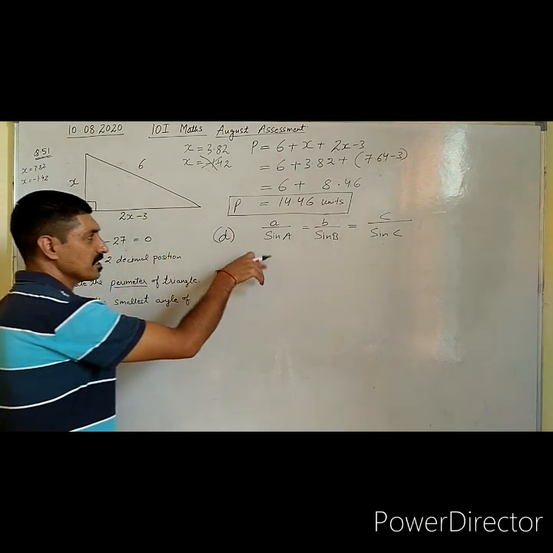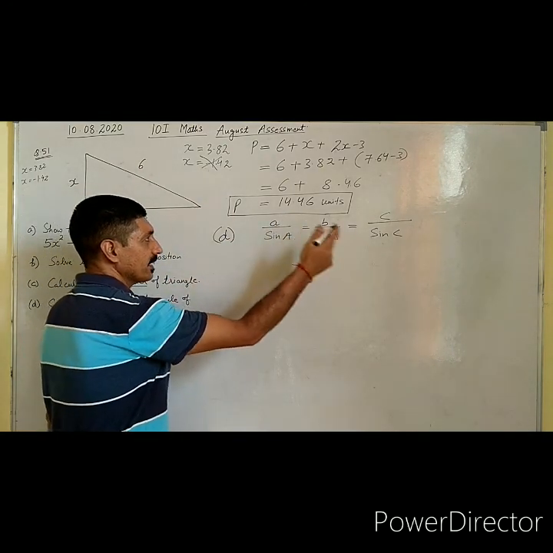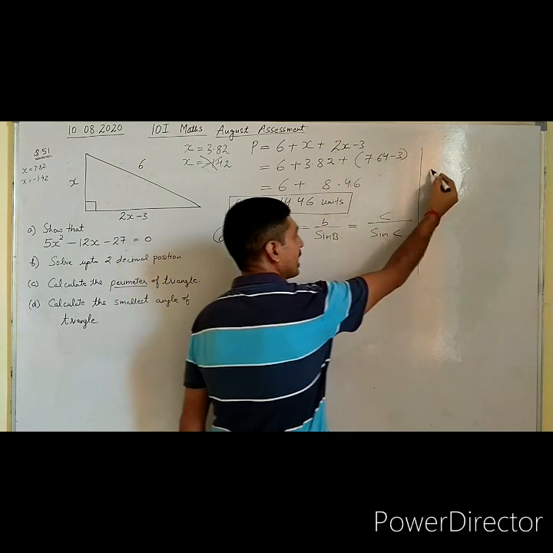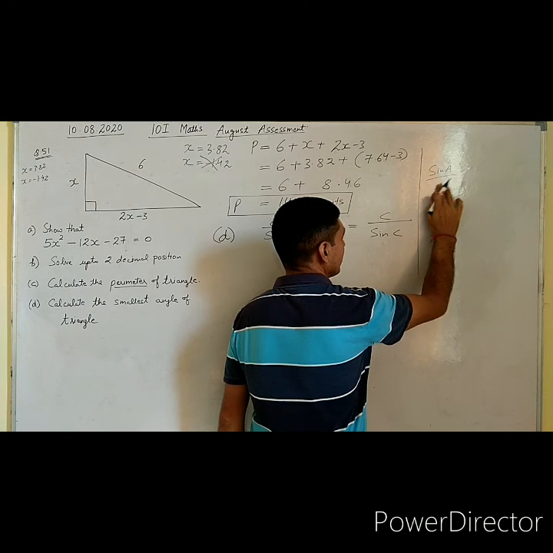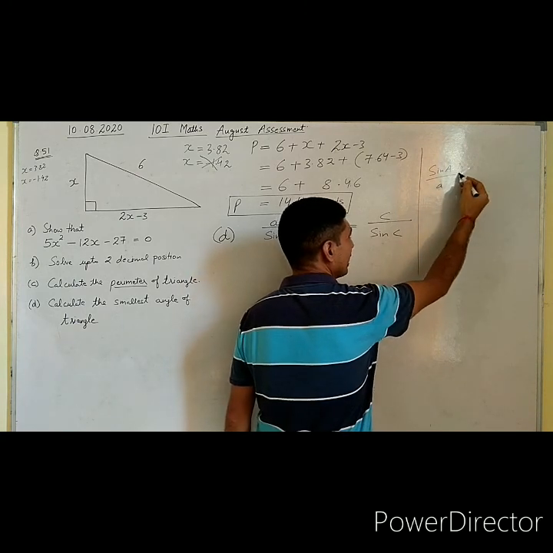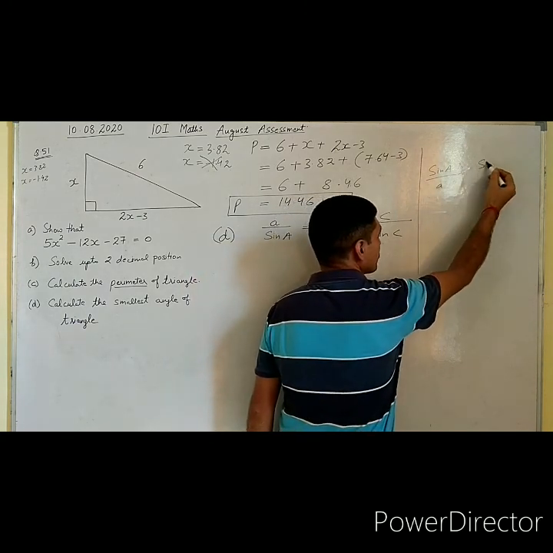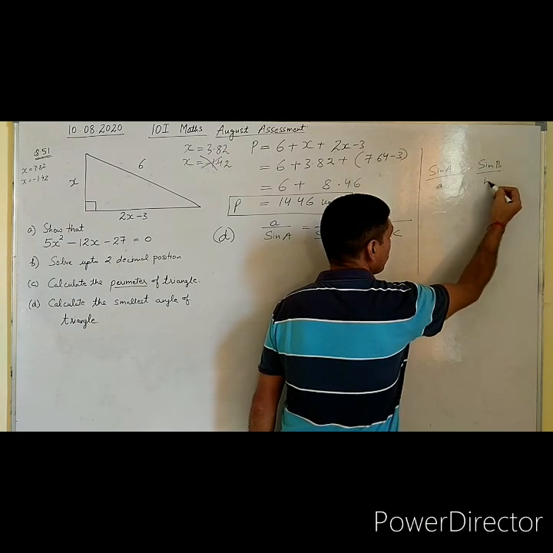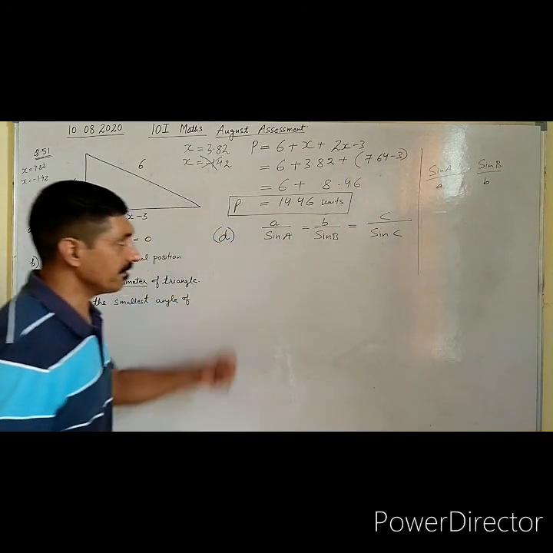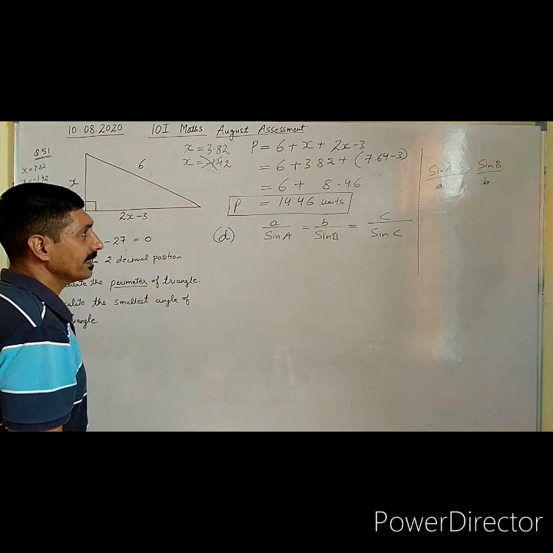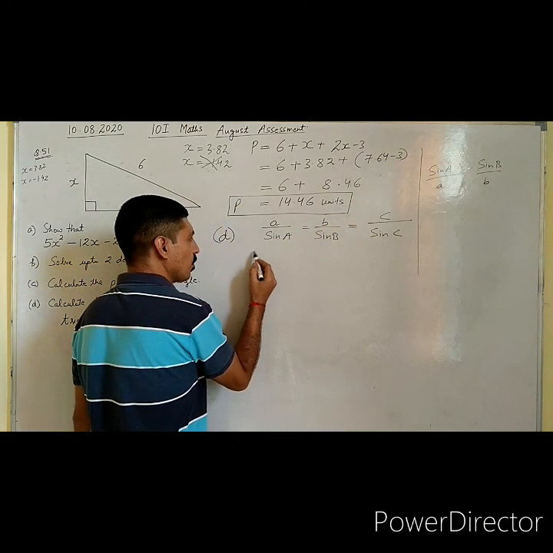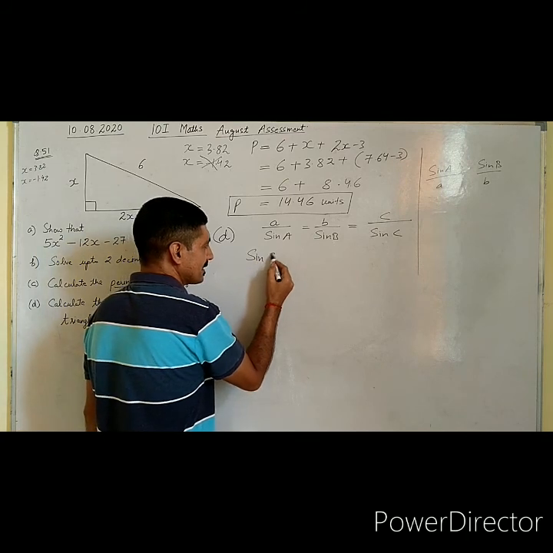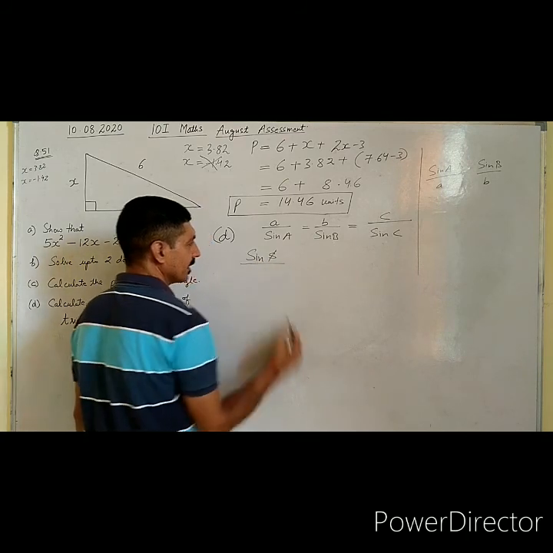Or we can write it the opposite way, that sine A upon a, where a is the length and A is the angle, is equal to sine B upon b. So in any way we can go. Let sine A be the sine of the small angle, the sine of this is the small angle, right?